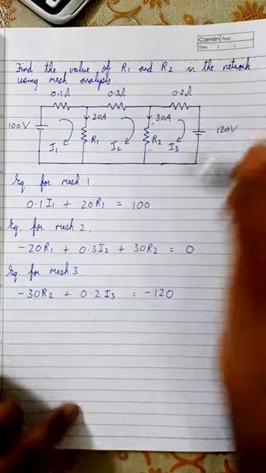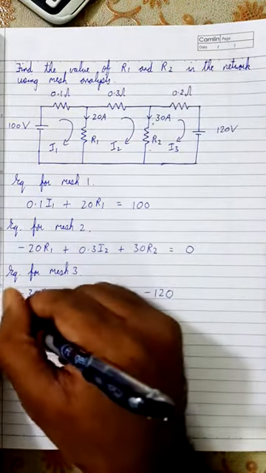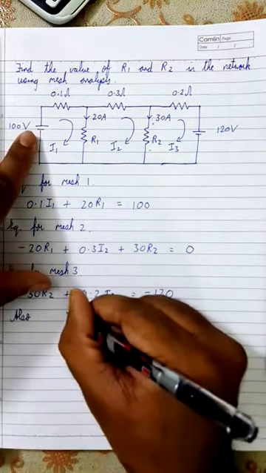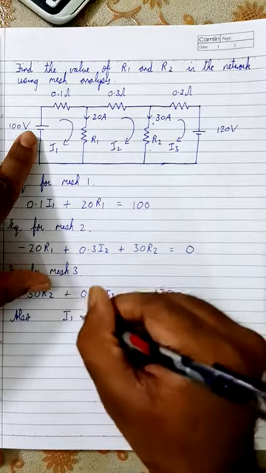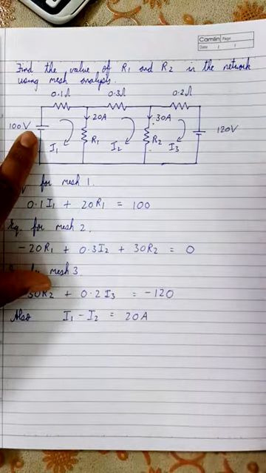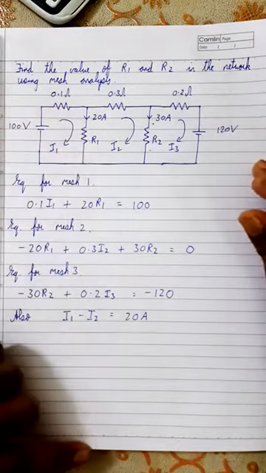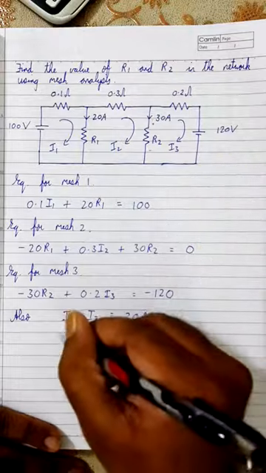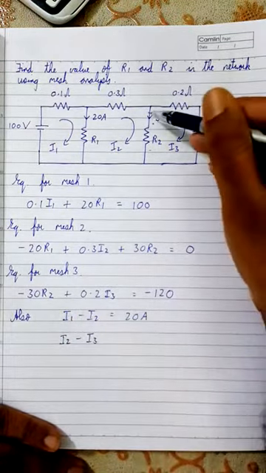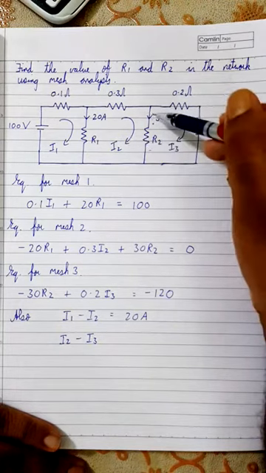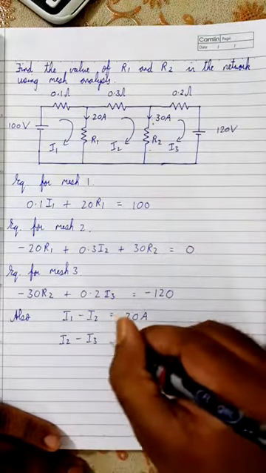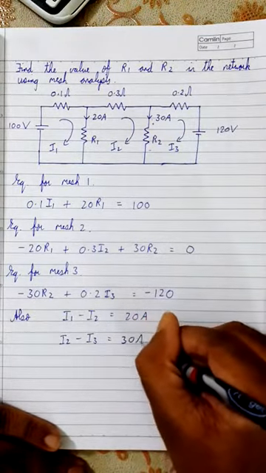What is the equation for 20 amperes? I1 minus I2 is equal to 20 amperes. That's the equation for 20 amperes. And what is the equation for 30 amperes? I2 minus I3, because this is flowing down, which means I2 is greater. Here this is also flowing down, which means I1 is greater. So I2 minus I3 is equal to 30 amperes.